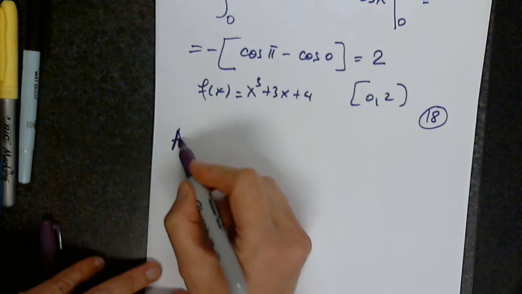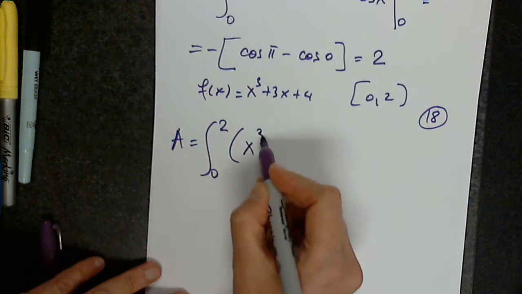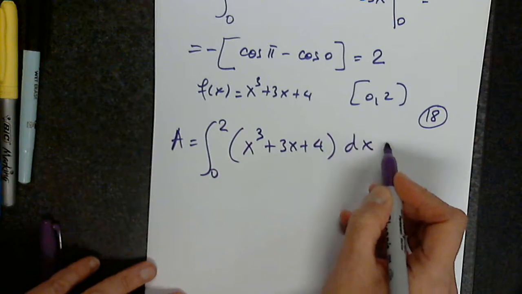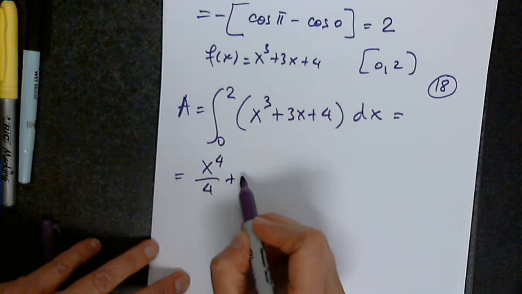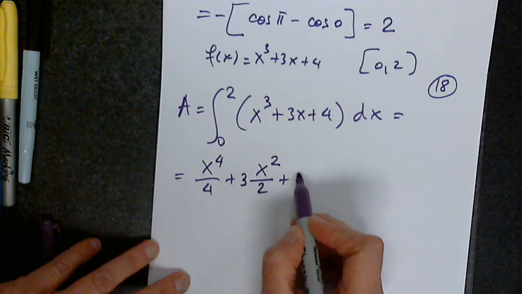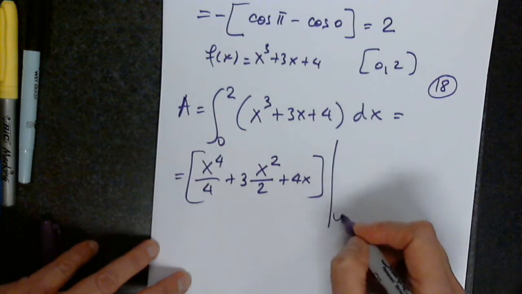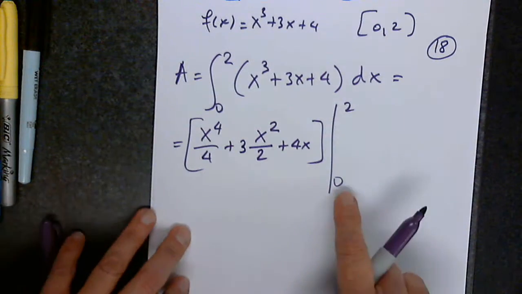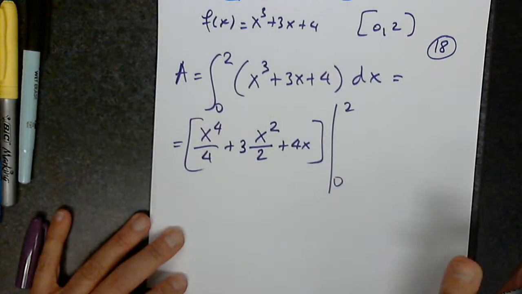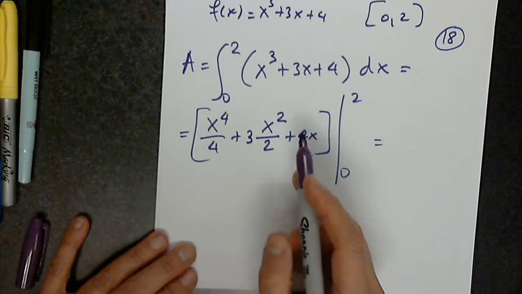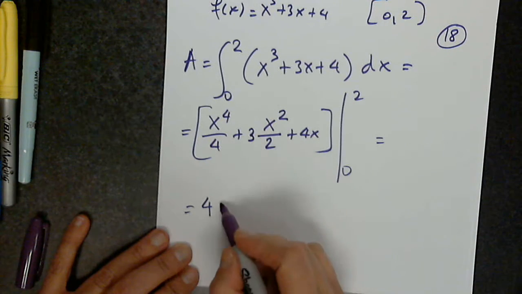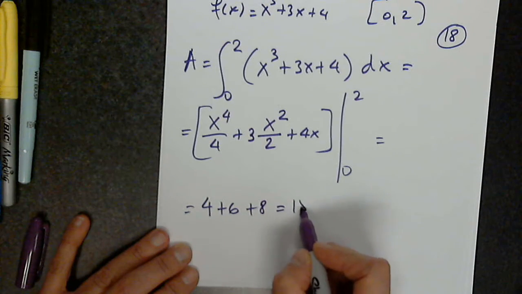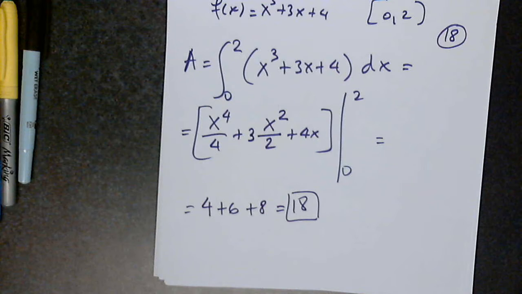So therefore, the area is the integral from 0 to 2 of x cubed plus 3x plus 4 dx, which is the antiderivative: x to the fourth over 4, plus 3x squared over 2, plus 4x, from 0 to 2. Here's why I like 0 to 2: when I plug in 0, I get 0, so I don't have to subtract anything. The only thing I have to do is plug in 2. So this is 16 over 4, which is 4. 4 over 2 is 2, times 3 is 6. 4 times 2 is 8, and voila, 18. It's so much easier. Thank you.